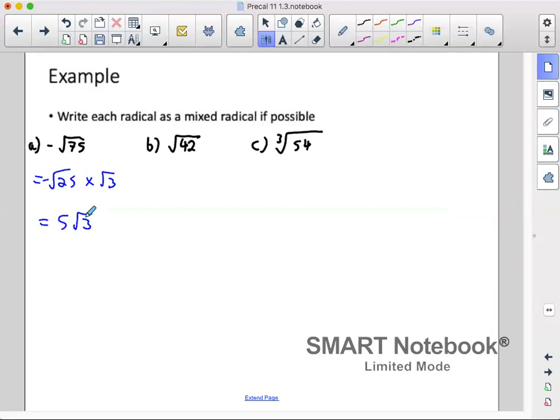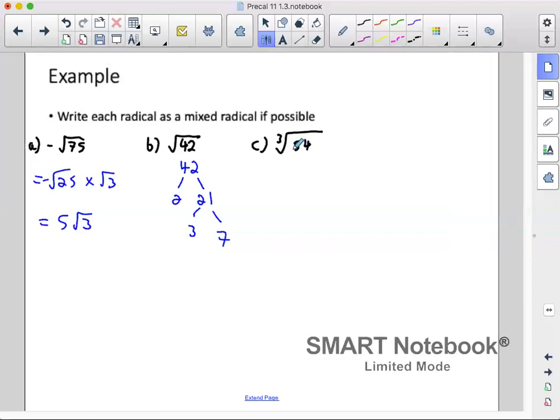Next, we have square root of 42. Right away, nothing pops up that I can think of that multiplies to it that is a perfect square. So what I'll do is factor tree this to see if I can find any identical factors. So 42 is the same as 2 times 21, which is the same as 3 times 7. We can see we don't have any identical factors, so we can't change this to a mixed radical.